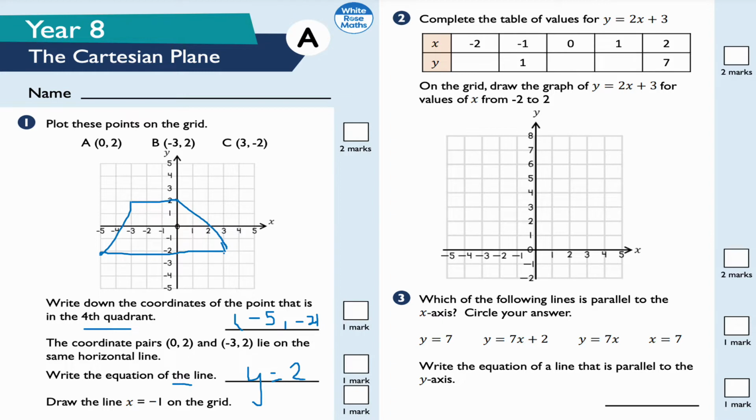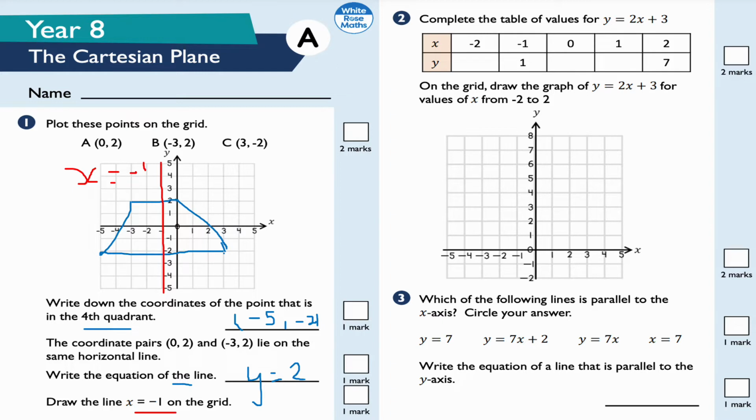Okay, next question. Draw the line x equals -1 on the grid, again with your ruler. -1 is a vertical line going through that. So that's the line x equals -1. If you have x equals a number, it's a vertical line. If you have y equals a number, it's a horizontal line.